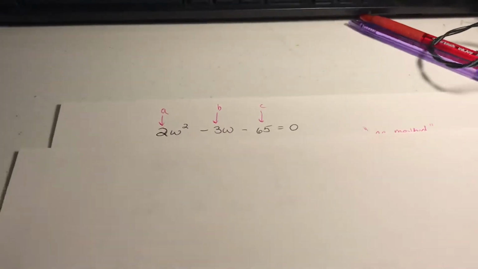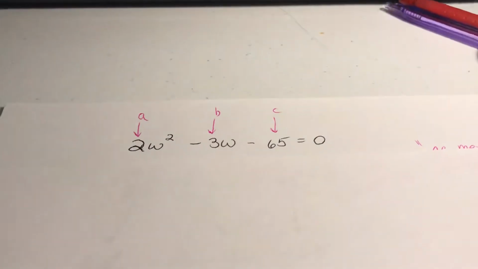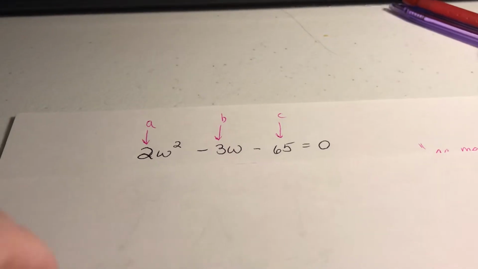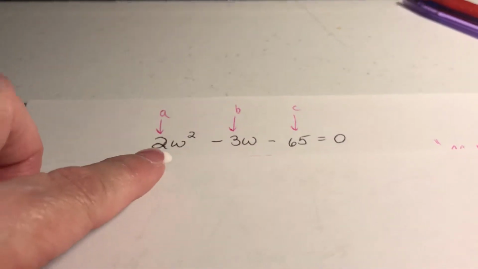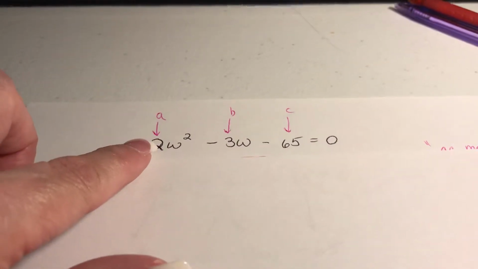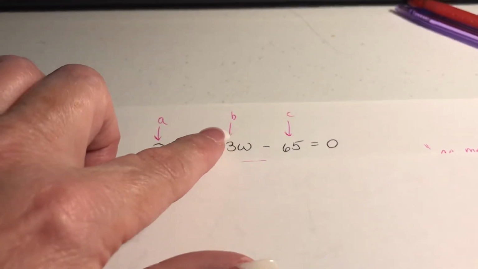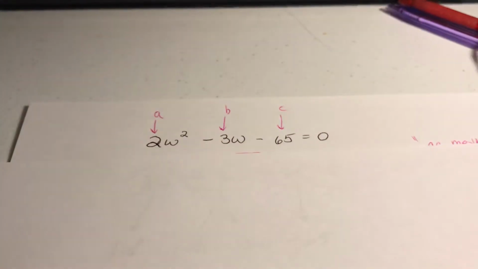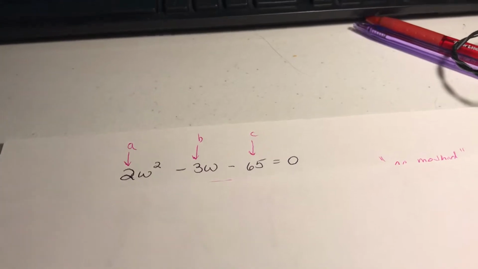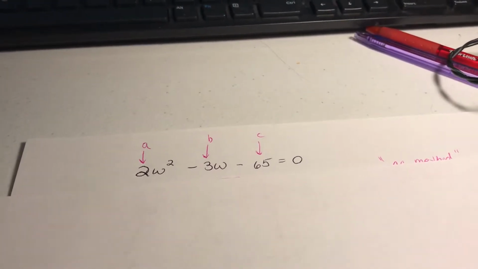Okay, I've already worked this out. I'm going to try to talk you through it. Here is that problem from your book. It's a quadratic equation because it's got a w squared. And then the 2 is called A, the -3 is B, the -64 is C. If you were going to use the quadratic formula, but what you're doing is factoring.